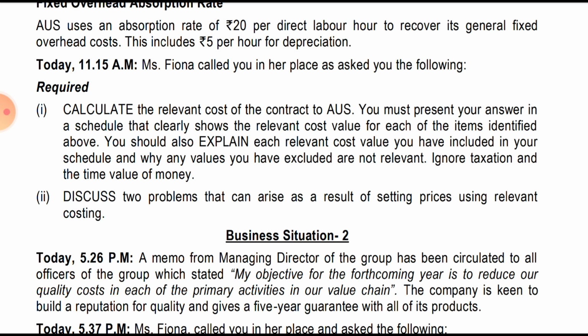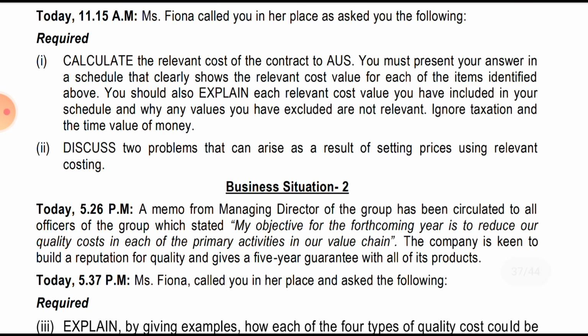Explain each relevant cost value you have included in your schedule and why any values you have excluded, that also we had to state. Then ignore the taxation and time value. Discuss two problems that can arise as a result of setting the price using relevant costing.